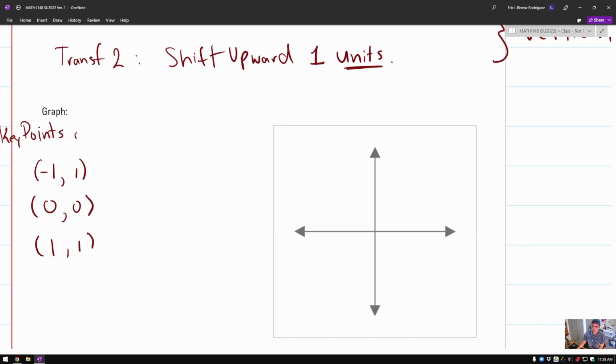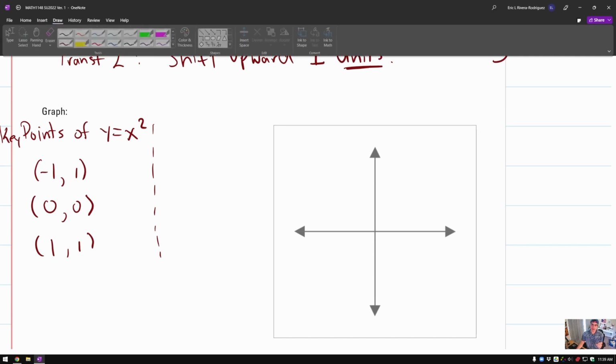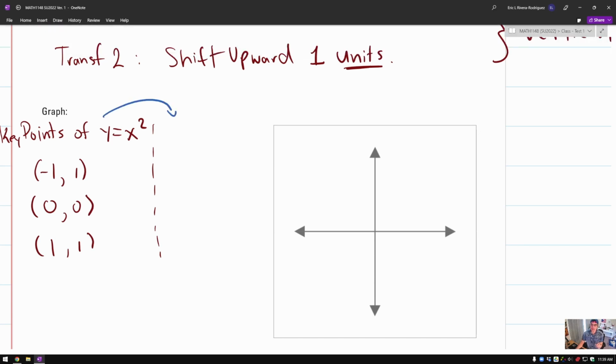Key points of, yeah, visually a vertical compression will also look like a horizontal stretch, but they are not the same. Okay, so we know that we have two vertical transformations, no horizontal transformations. So from the key points, we are going to get the key points of q of x.